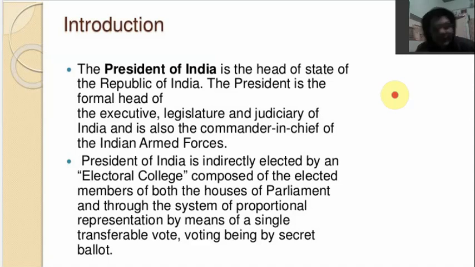Now, how is he elected? We're going to go deep into it, because this is something you should know. This is a little different from how normal elections happen in India. The president election is an indirect election; normal people do not vote in it. So who does? The President of India is indirectly elected by an electoral college composed of the elected members of both the houses of the parliament.